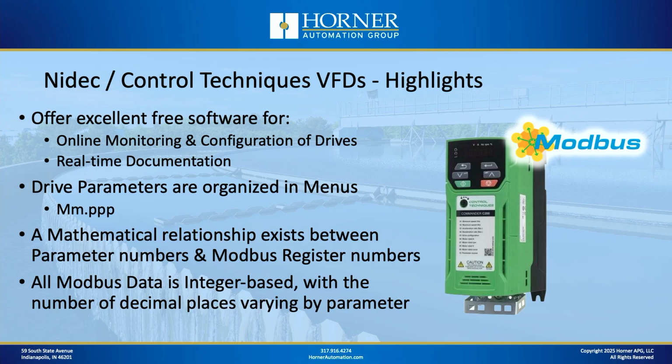In terms of how drive parameters are organized within the CT drives, they're basically organized into menus, which is pretty common. The way they're notated is you have a 2-digit menu number and a 3-digit parameter number joined with a decimal point in between to differentiate specific drive parameters. Another thing I really like is that there's a mathematical relationship between the menu and parameter numbers and the Modbus register numbers, which in some cases allows you to calculate the Modbus register address just by looking at the menu and parameter number and doing it in your head.